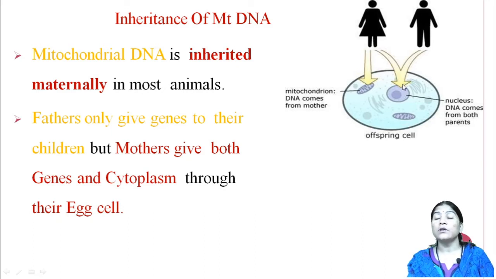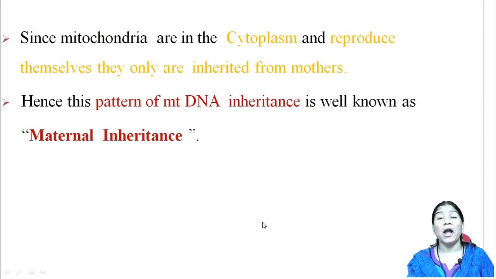Father only gives genes to their children, but mother gives both the genes and the cytoplasm through their egg cells, and hence we say that mitochondrial DNA is inherited maternally only in animals. Since mitochondria are in the cytoplasm and reproduce themselves, they only are inherited from the mother.